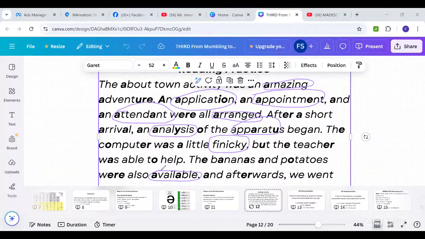Analysis. The letters that are written in bold, we have talked about this earlier. They are the ones sounding shua. That's why some of them are in bold, some are not in bold. The ones in bold are the shua sounds. Okay. Please pronounce them, ma'am. Continue from analysis. Analysis. Apparatus. Finicky. Available.